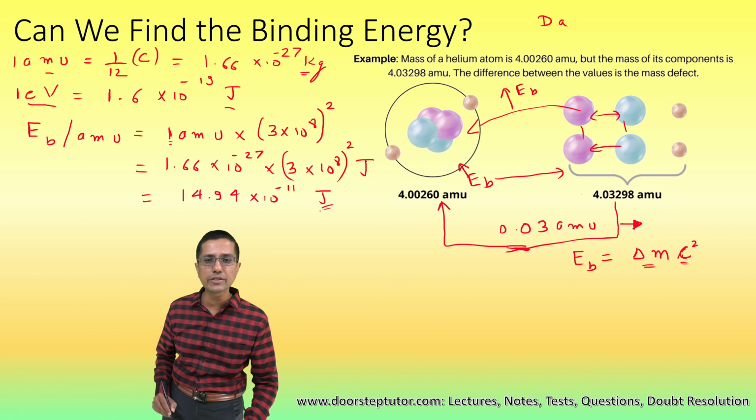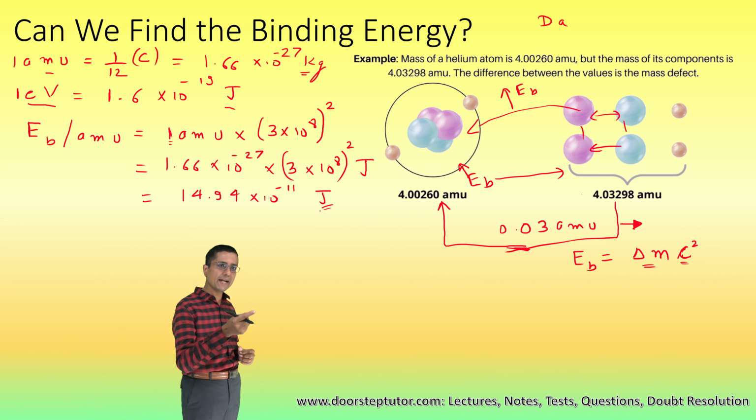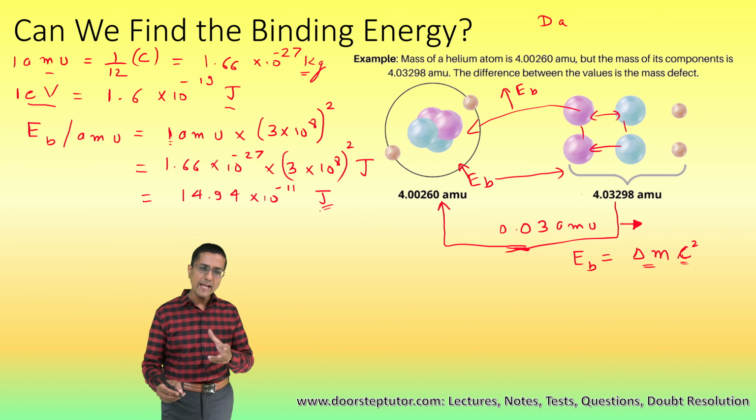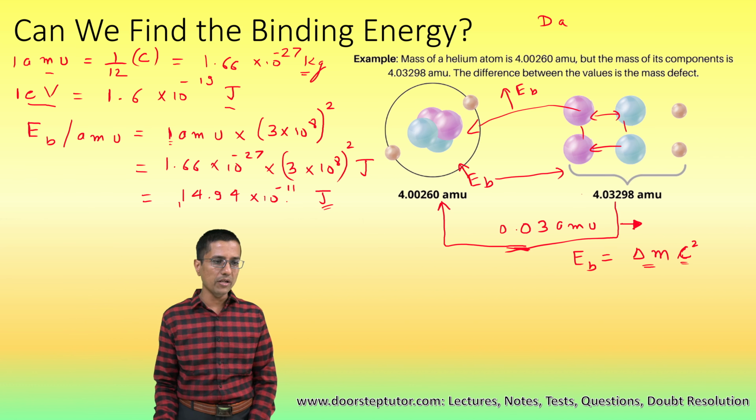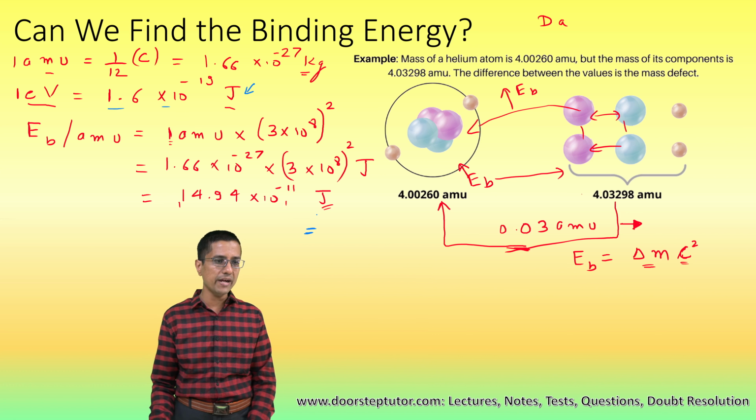Now, as you can see, joules is a very large unit for the computations of binding energy. Why? Because this number is coming out to be very, very small. So typically binding energies are expressed in terms of electron volts, and that is what we are going to do here. We are going to convert this to electron volt using this formula. To go from joules to electron volt, we have to divide by this quantity, and that is what we will do. 14.94 into 10 raised to power minus 11 divided by 1.6 into 10 raised to power minus 19 electron volt.